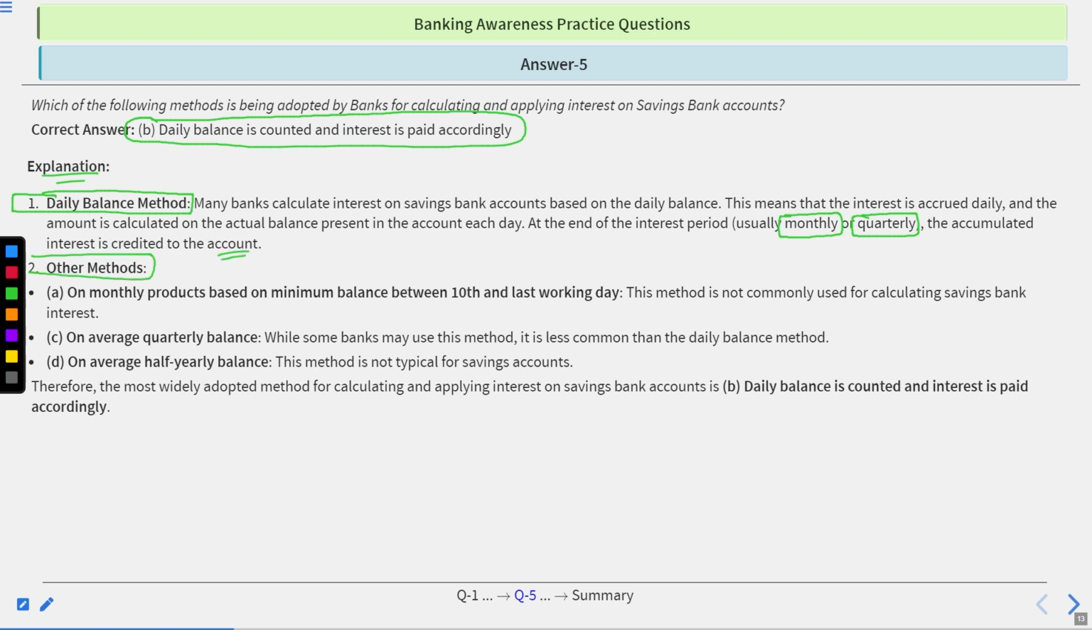Other methods. On monthly products based on minimum balance between 10th and last working day. This method is not commonly used for calculating savings bank interest. On average quarterly balance. While some banks may use this method, it is less common than the daily balance method. On average half-yearly balance. This method is not typically used for savings accounts. Therefore, the most widely adopted method for calculating and applying interest on savings bank accounts is daily balance counted and interest is paid accordingly.